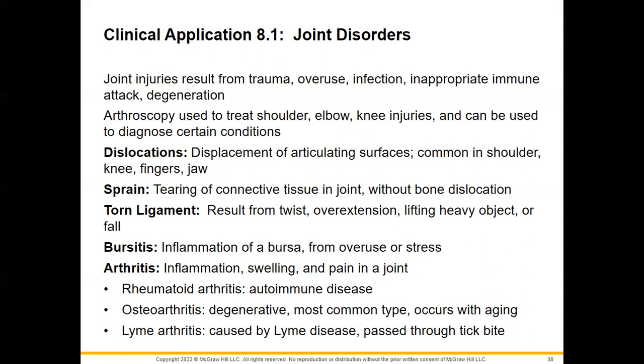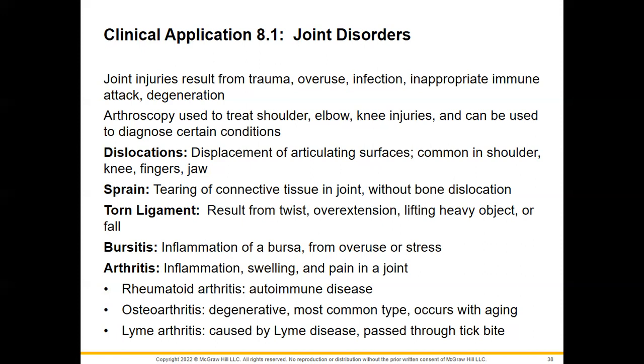So some of the joint disorders that we have are dislocation. So I mentioned that when we talked about the shoulder, where the articular surfaces that are normally sitting together nice and comfortably are removed. They're not sitting together in the same place that they are. One can be anterior, posterior, inferior, but it's not sitting the way it's supposed to. That is a dislocation.